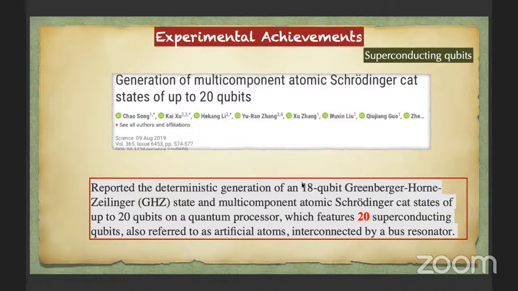And yesterday you heard about nuclear spins in diamond and so on. So in all these places, it is now possible to create multi-site entanglement. That means it's a first step to build a quantum network.